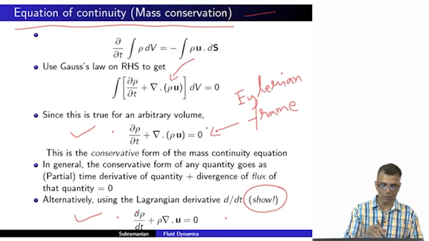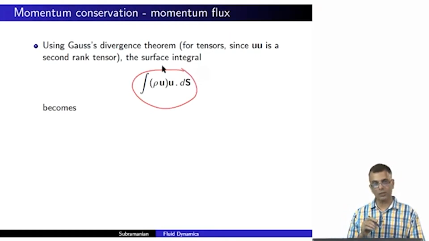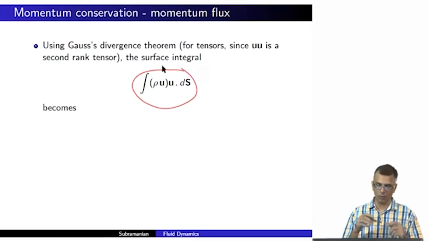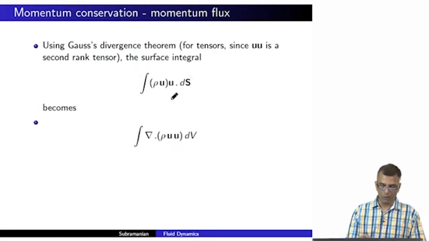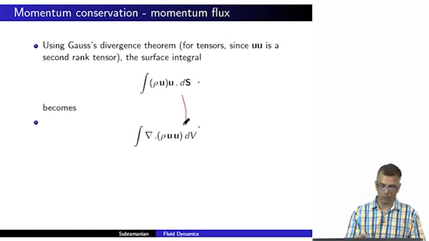Similarly, we are going to use Gauss's divergence theorem here in order to convert the surface integral into a volume integral, except the divergence theorem that we will be using is for tensors, simply because the momentum flux is now a tensor. So we can transform the surface integral into a volume integral like this, and go from here to here using Gauss's divergence theorem.